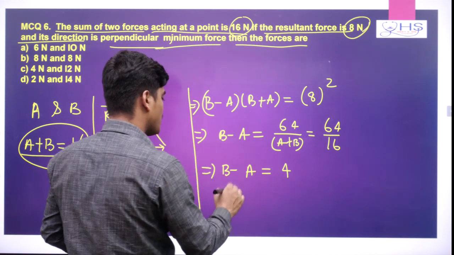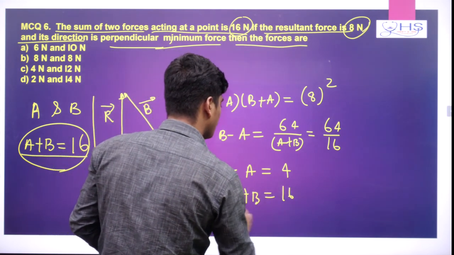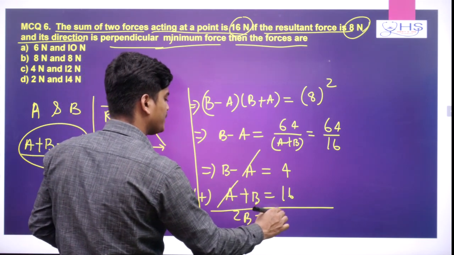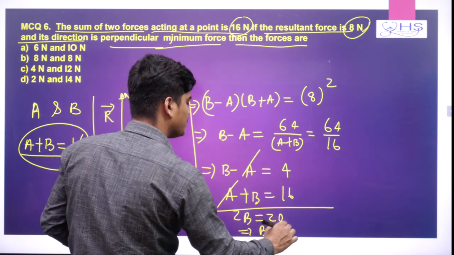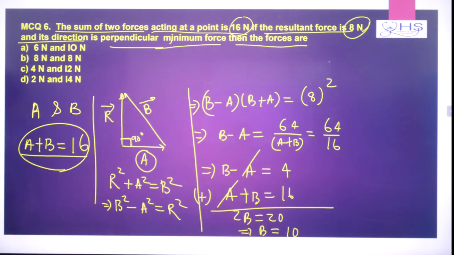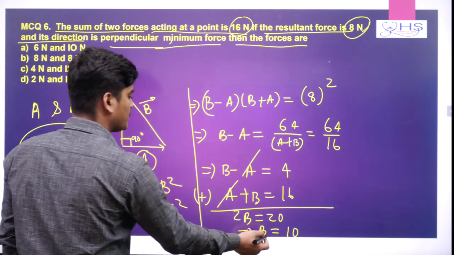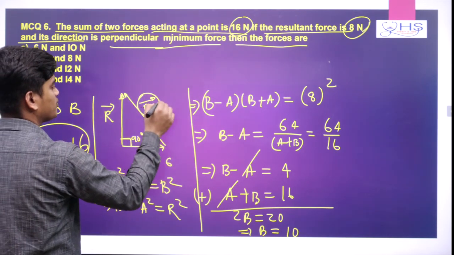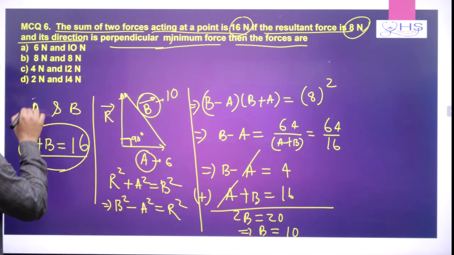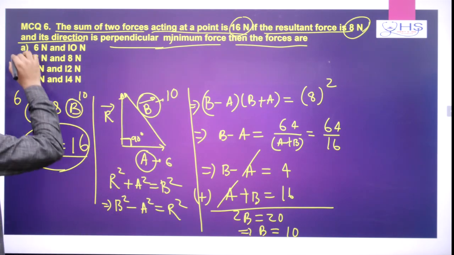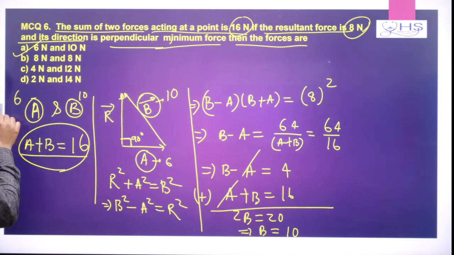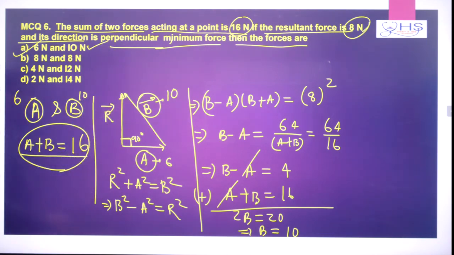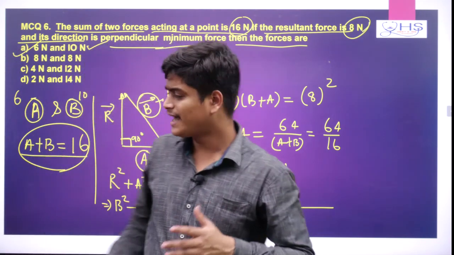And A plus B is given as 16. Now if we add these two equations, A and A will get cancelled. Then 2B equals 20, and from here B is 20 by 2, that is 10. So my one vector is 10 and the addition is 16, so definitely A will become 6. So the B magnitude is 10 and the A magnitude is 6. So my answer will be option A. This is your correct answer. So one force is 6 Newton, another force is 10 Newton. Simple idea, just a triangular form, understanding through the figure.